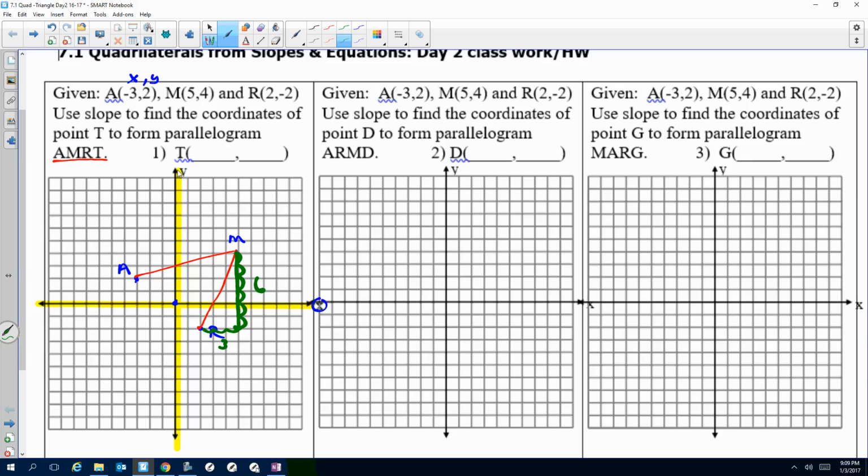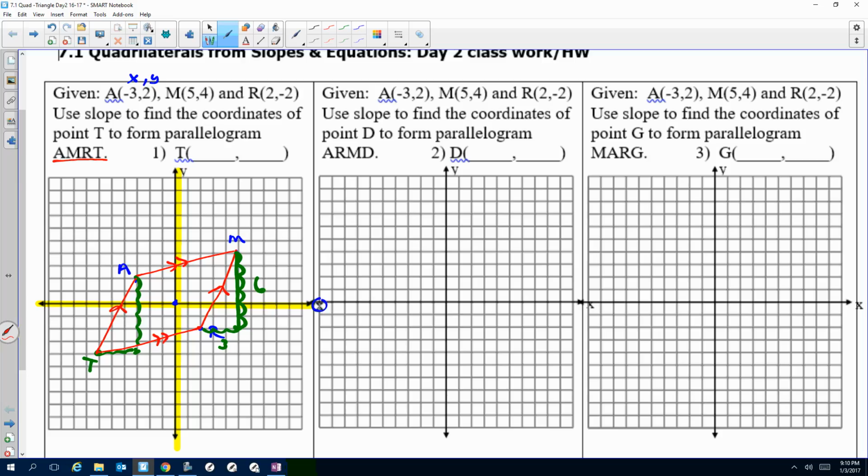Since we're dealing with a parallelogram, it has to have the same slope. So I'm going to do the same thing. I'm going to start now at A, go down 6. 1, 2, 3, 4, 5, 6. And then to the left 3. And this is where my T has to be so I can have a parallelogram AMRT. Now, I know it looks kind of weird, but right there, these two sides are parallel. So are these two.